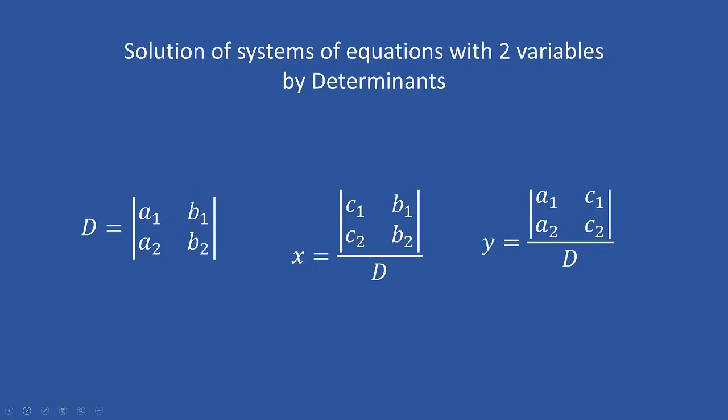In order to solve a system of equations with two variables by determinants, we will use these three formulas that you have on the screen. If you see, all of them have letters A, B, and C, and all of them have a subindex. The number in the subindex, which is 1 or 2, means that you have two equations. All the letters that have a subindex of 1 are values that come from our first equation, and the ones that have the subindex of 2 come from the second equation.